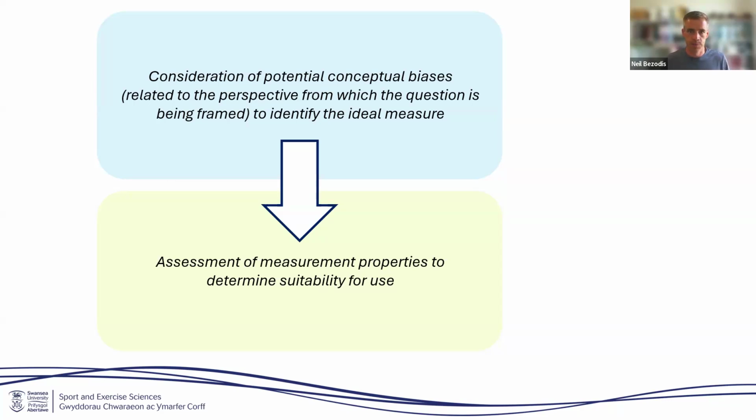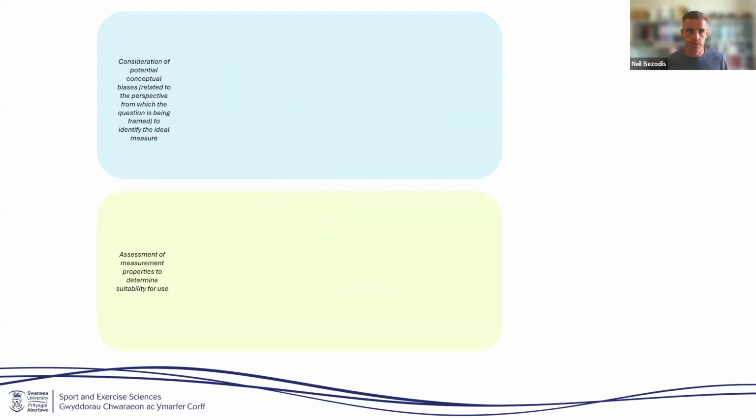And then once you've identified the ideal measure, it's important to assess the measurement properties, think about how you can obtain it, whether it's sufficiently accurate, and therefore whether it's suitable for application. So the framework itself is split into 7 different steps.